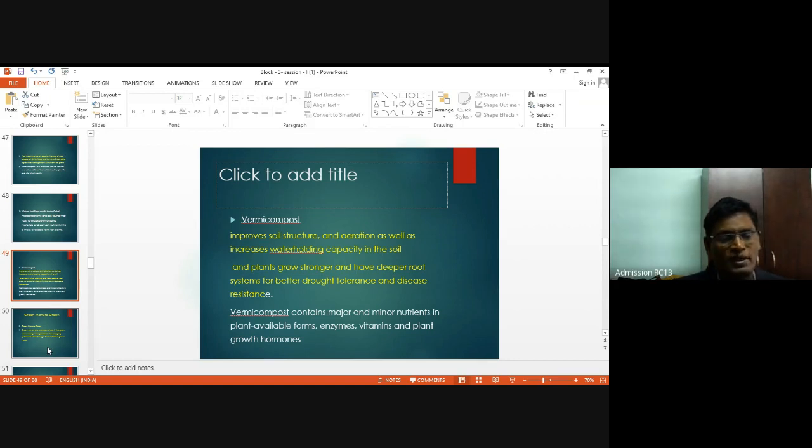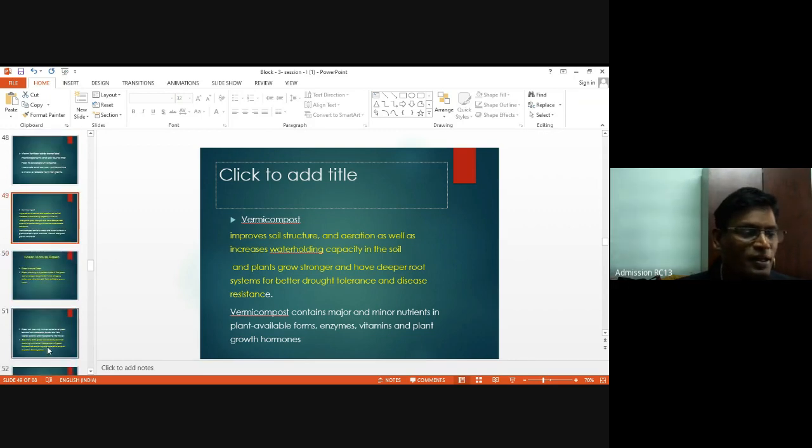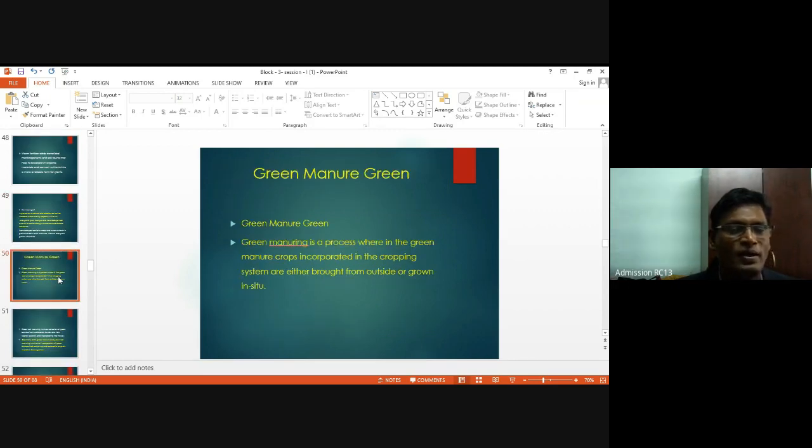Vermicompost contains major and minor nutrients in plant-available forms, as well as enzymes, vitamins, and plant growth hormones. So it provides all those vital nutrients to the plant. Next is green manure. We are seeing these different manures under the biofertilizers: green manure, farmyard manure, organic manure, biofertilizer.